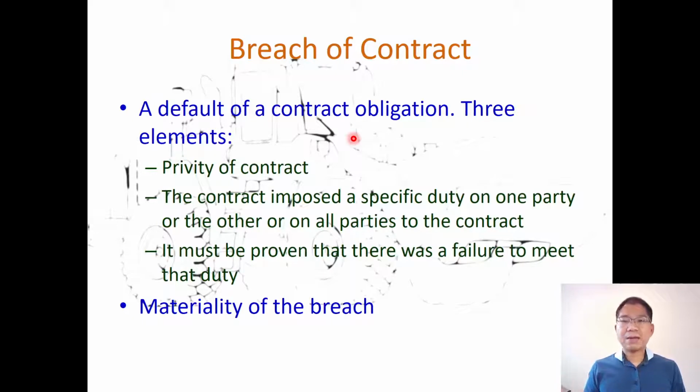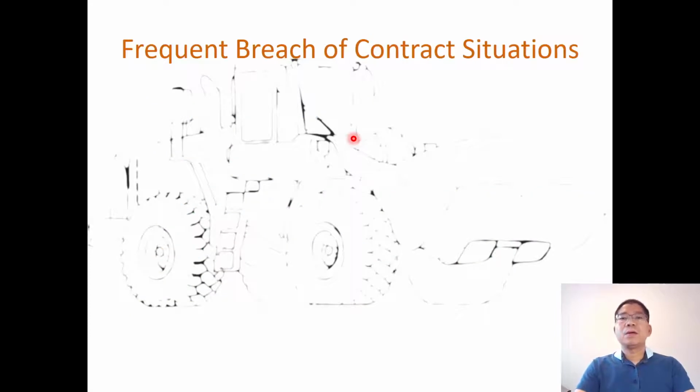And then after that, we need to see the materiality of the breach. Like the ceiling you put in your bid at $100,000, you did not do it, so the materiality of the breach should be considered. And that is the definition of breach of contract and what elements are involved.